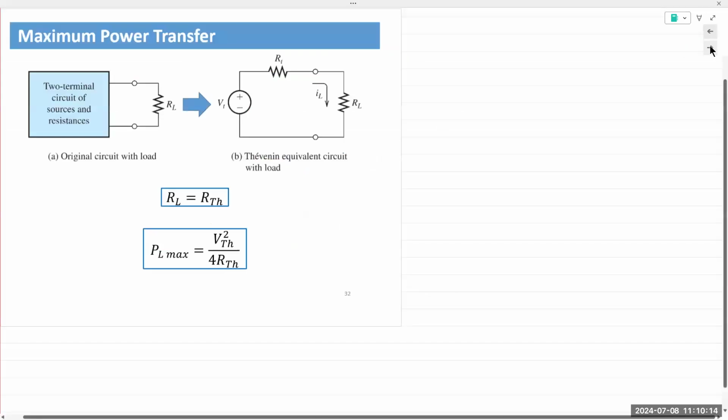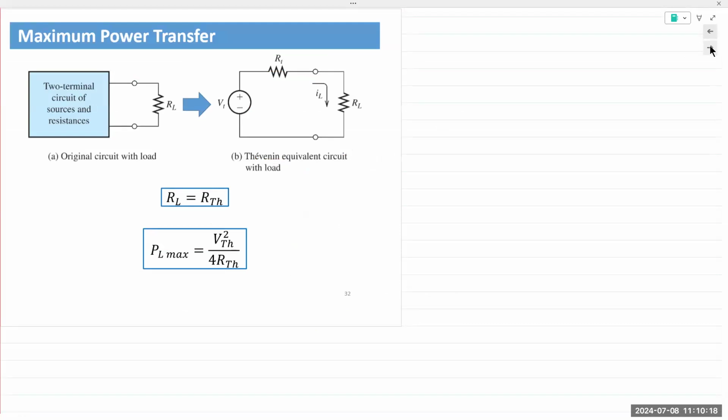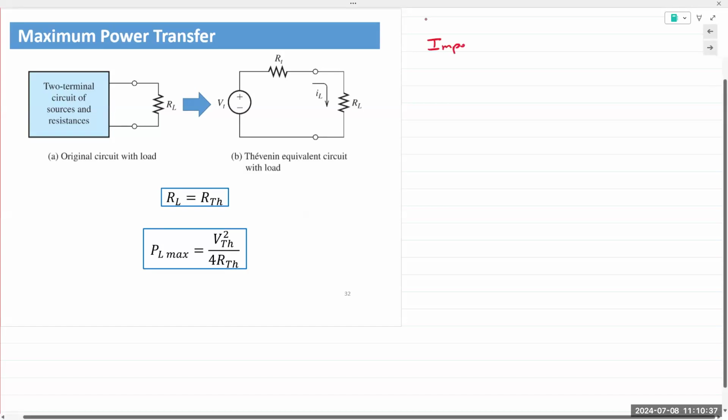Okay, maximum power transfer theorem. The maximum power transfer theorem simply states that in order for maximum power to be transferred from the source to the load, the Thevenin resistance of both must be the same. Okay, Thevenin resistance must be the same. It is also known by another term: impedance matching.